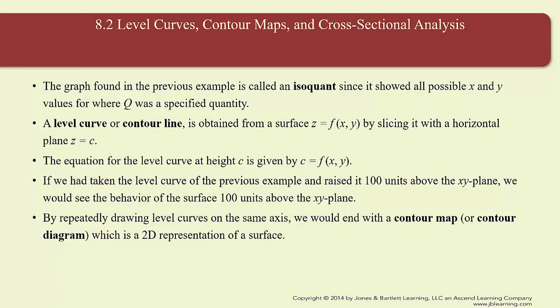If we put a collection of level curves in the same coordinate system, the same xy plane, we end up with what is called a contour map. That helps with the 2D representation of the surface. So a collection of level curves is just called a contour map, exactly what we saw at the beginning of this video when we looked at a topographical map.